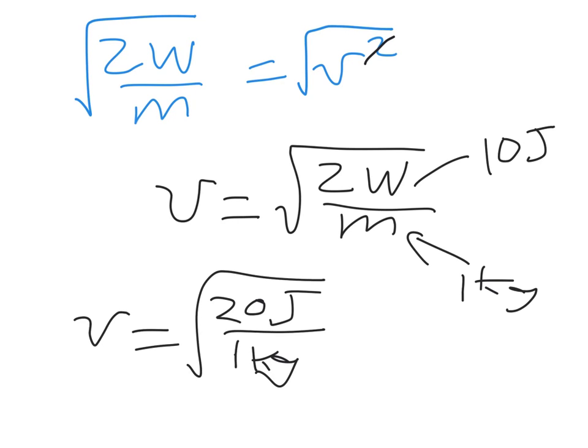Take the square root, and that would be 4.45 meters per second, because we know that's the units for speed or velocity, meters per second.